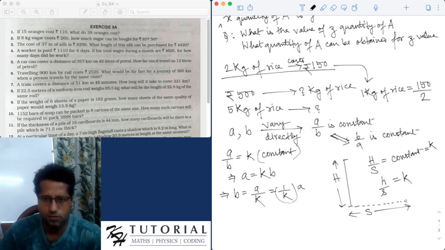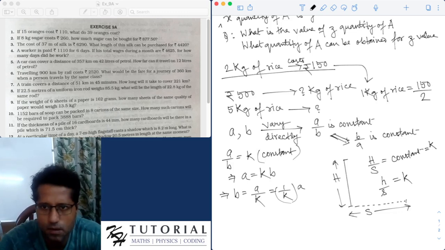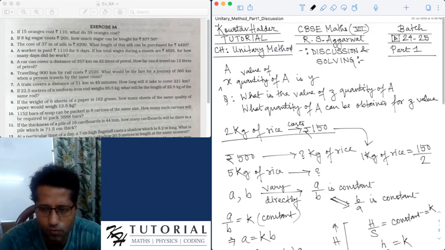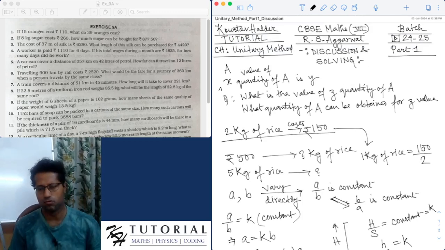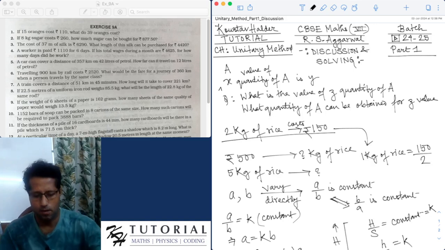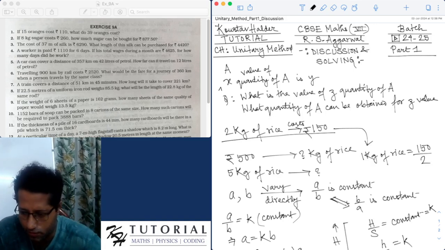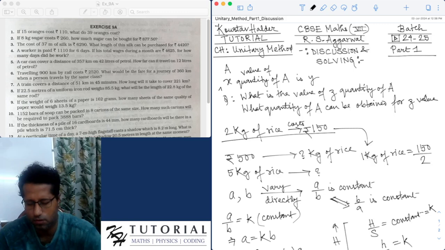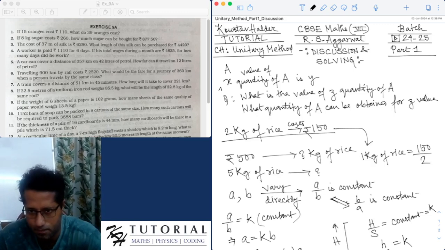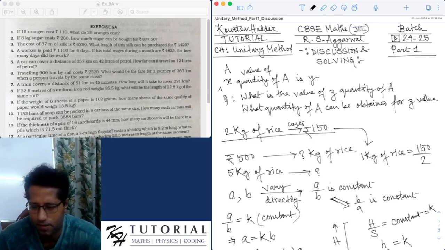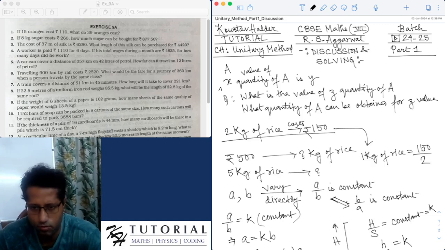Now I think the basic concept is that if you identify two quantities which are in direct variation or proportion, then the ratio of those quantities will remain the same. If those quantities are A and B, you can say that either A by B is a constant or B by A is a constant. Both are correct.